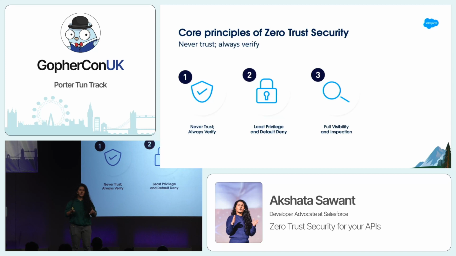The third one, full inspection and visibility. You need to have control, transparency, and visibility across all your data systems and underlying architecture: where your data is, where your APIs are, what the flow of your APIs is, and how data is flowing in and out of the systems. You're going to have control and visibility over your systems.